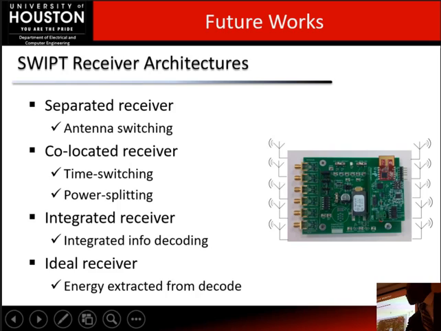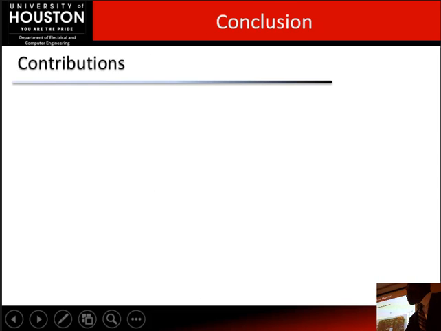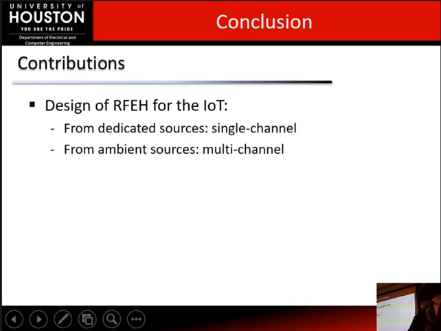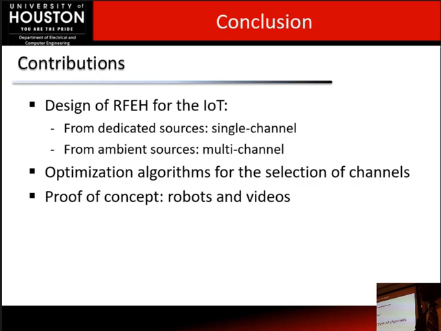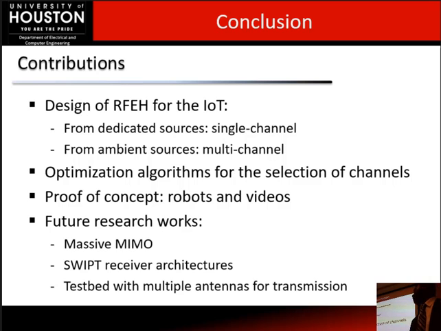So finally, in conclusion, in this research I have designed an RF energy harvester for the Internet of Things from dedicated sources with a single channel, and also from multiple channels by harvesting energy from ambient sources. I also designed optimization algorithms to select which channel can be used, in the first section just from dedicated sources, the other one from ambient. I showed the proof of concept in videos, and these are the potential works that can be done in this research.